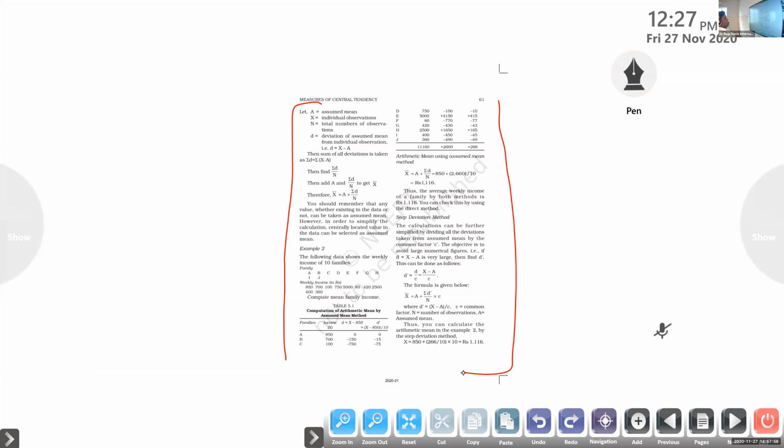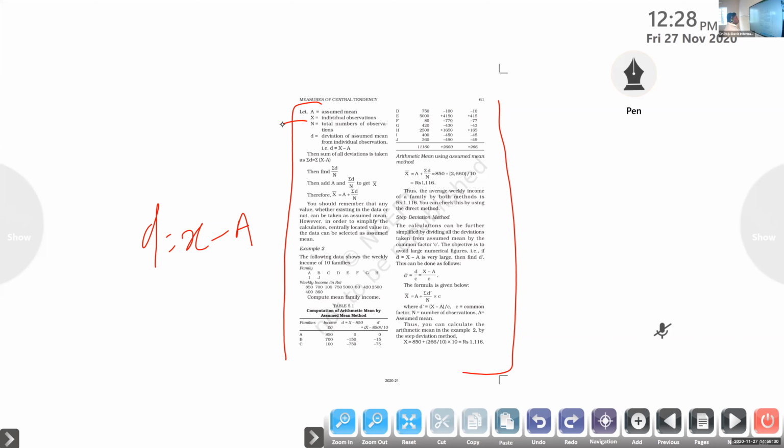So A is the assumed mean. Next, X is the individual observations, and N is the total number of observations. Clear? And D is the deviation of the assumed mean from the individual observation. So D is always X minus A. X is the individual observation, A is the assumed mean. With experience we are able to take that.